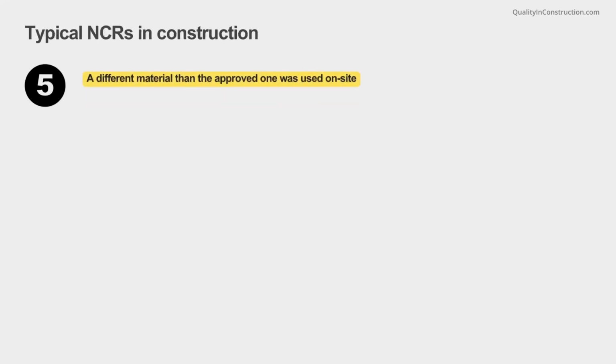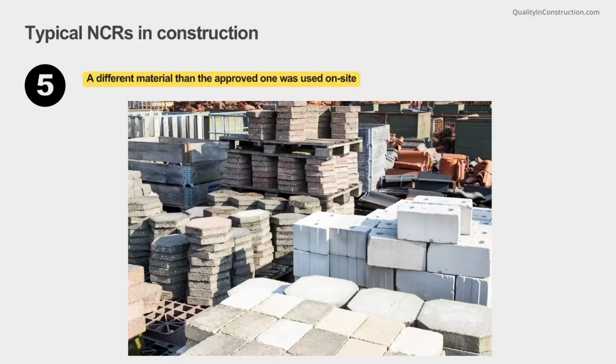A different material than the approved one was used on site. There are many projects where the material that must be installed somewhere has to go through an approval process as a contractual requirement. When this is not happening and materials are procured without any prior approvals, then this becomes an issue, especially on architectural elements that have to be sampled or benchmarked.